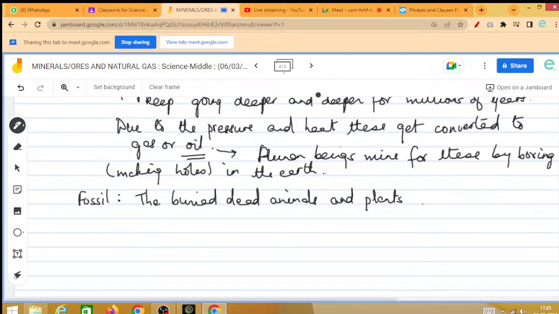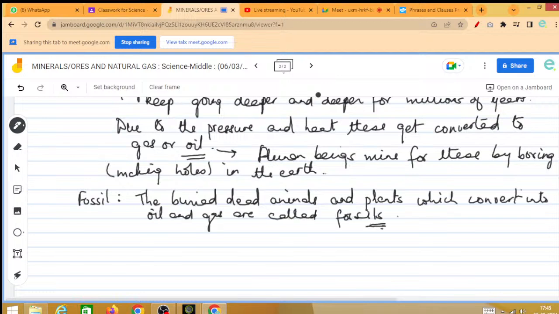And these gases which we get from the fossils are called fossil fuels. The process is not called fossil. The process is heat and pressure, and they get converted due to heat and pressure. The process is keeping them inside under a lot of pressure and heat.